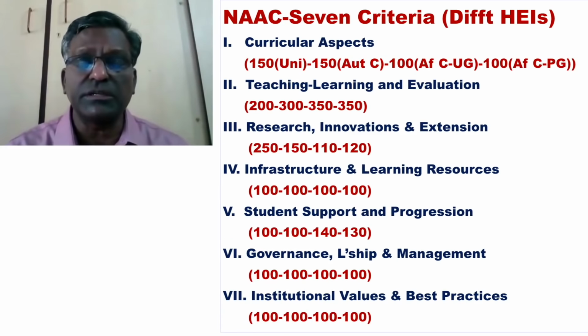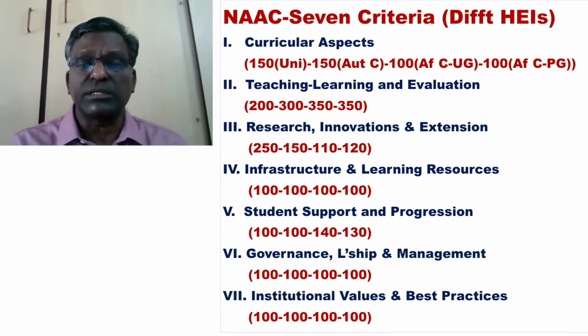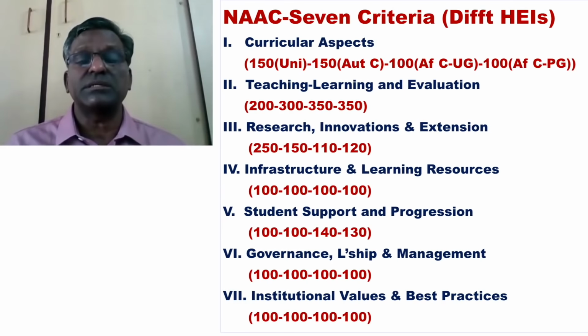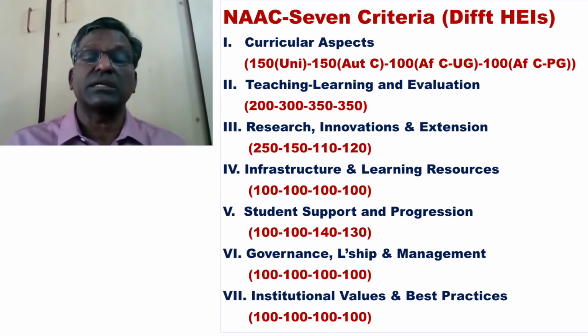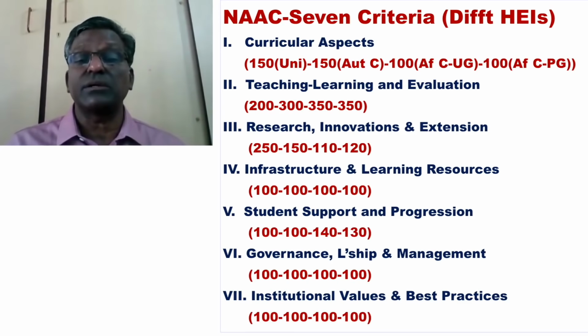Similarly, when it comes to teaching, learning, and evaluation, in the case of universities, it is only 200. Whereas in the case of autonomous colleges, it is 300. But in the case of affiliated colleges, both UG and PG, it is 350 each. Okay. Whereas when we come to the third criterion, now in my earlier presentation, when I talked about the differences between colleges and universities, I made this point very clear. In colleges, the primary focus is teaching, whereas in the case of universities, the focus is research. So when we talk about the third criterion, for universities, the weightage that is allotted is 250. Now, for affiliated colleges, UG and PG, it is only around 110 and 120. Which means we have more than double the weightage for universities of what is allocated to affiliated colleges.